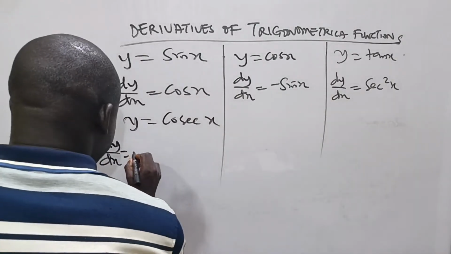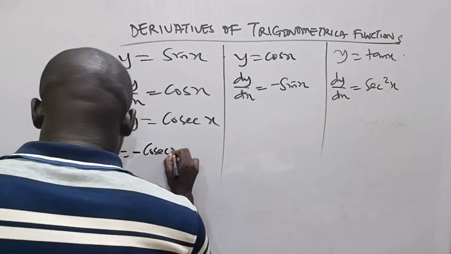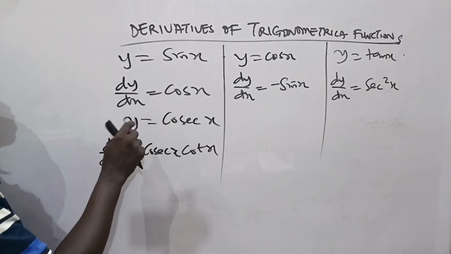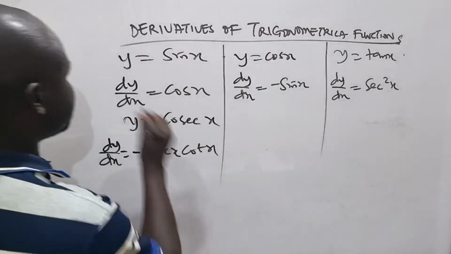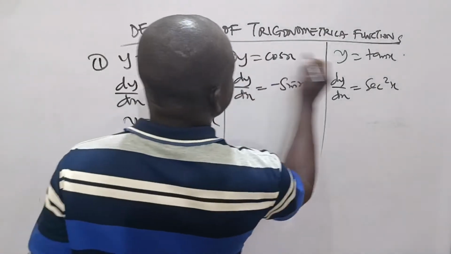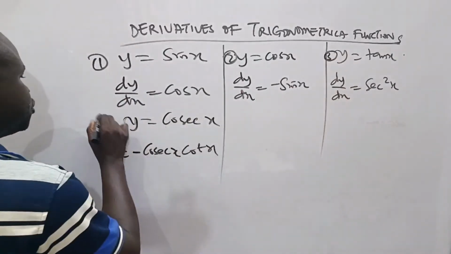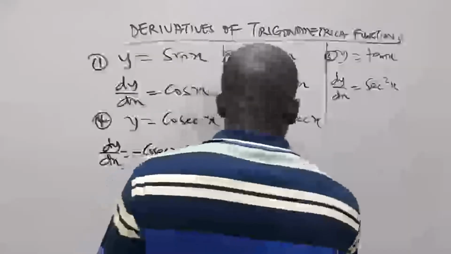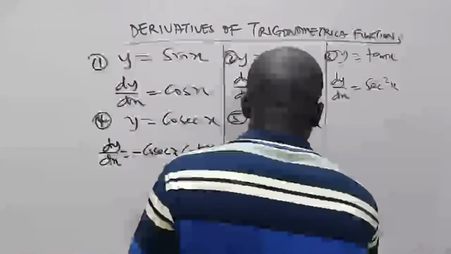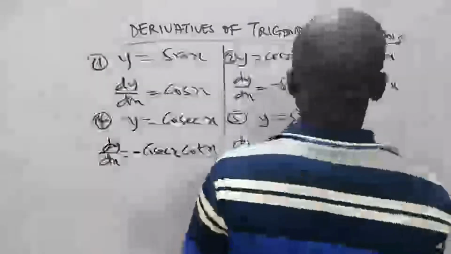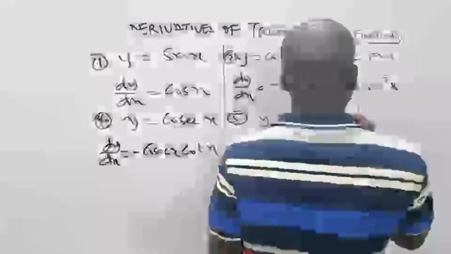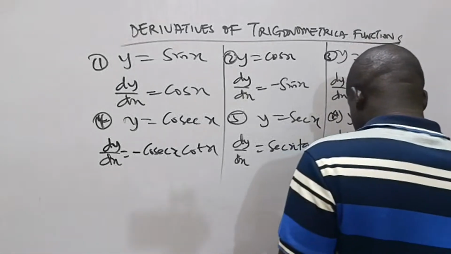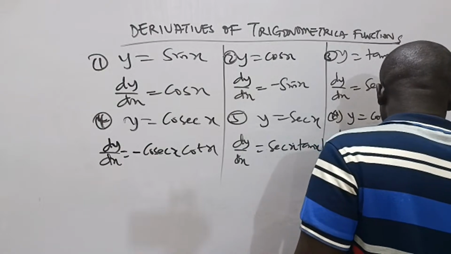Standard integral table. We get minus cosec x cot x. And of course, we can prove all this using differentiation from the first principle. Everything we have on the board, we can prove it. If y is equal to cot x, then the derivative, which is dy dx, will be equal to minus cosec square x.